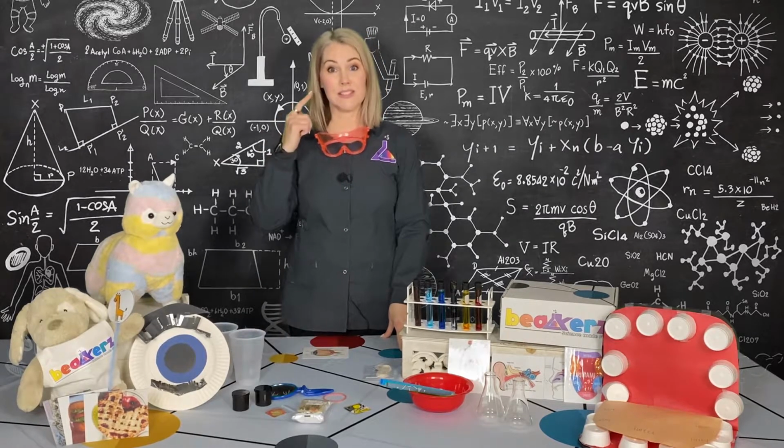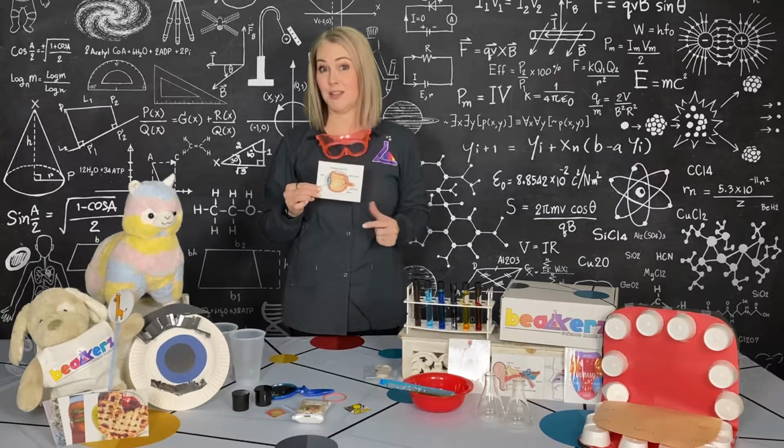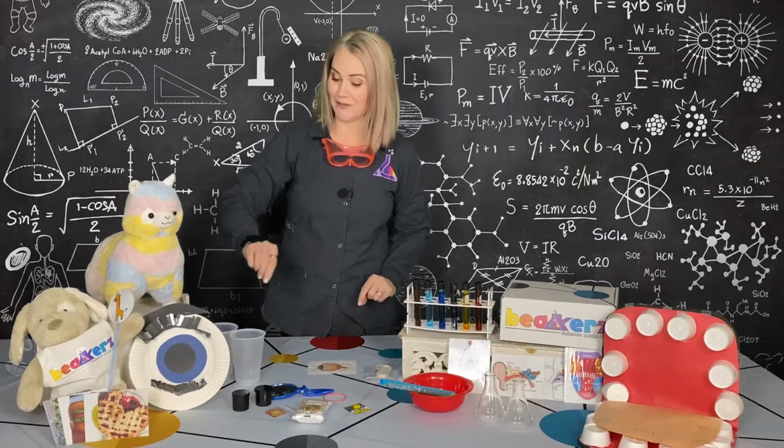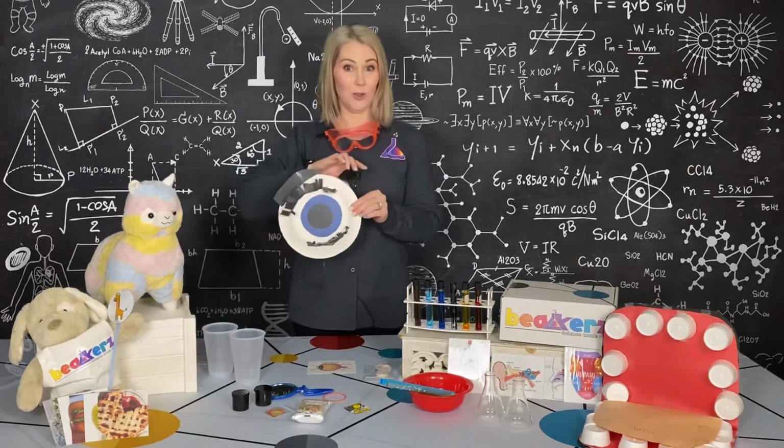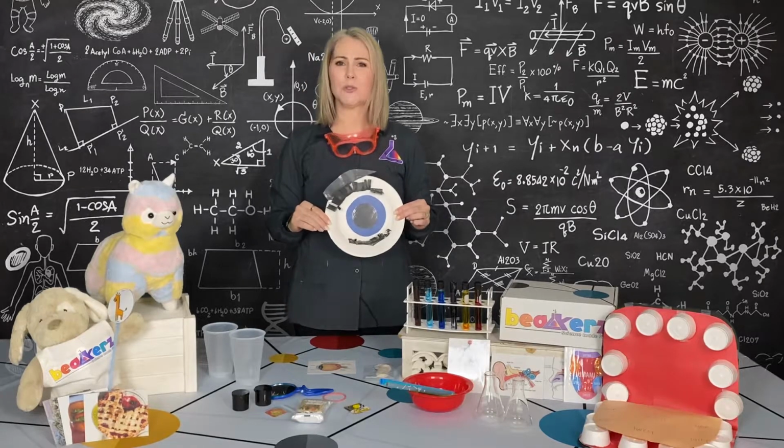Let's start with sight. Make sure you have your eye diagram. That will help you understand what we're learning. But I also brought a friend. His name is Igor. He's going to help us learn about the parts of the eye. So how do we see?